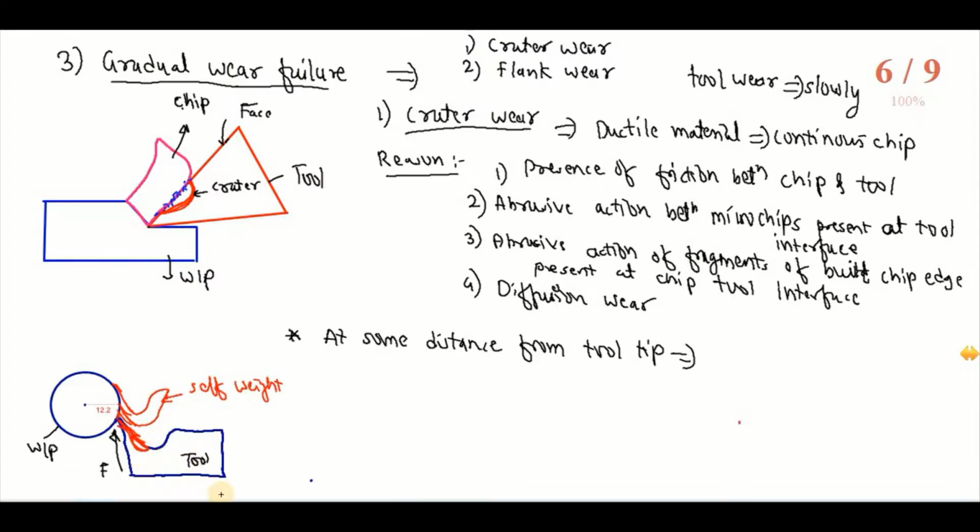So this crater wear which we are getting on the tool is not at the tip of the tool, but away from some distance. So here we are getting this crater wear, away from some distance. So this is the first wear which we are getting due to the gradual wear.